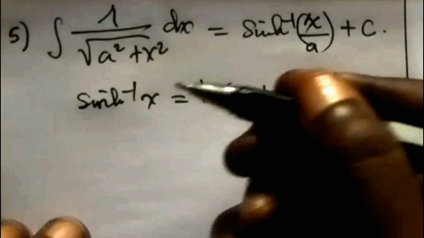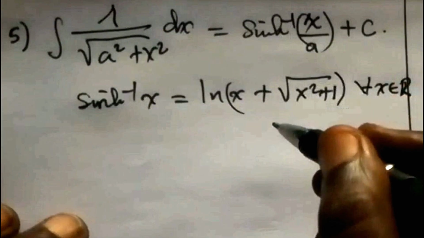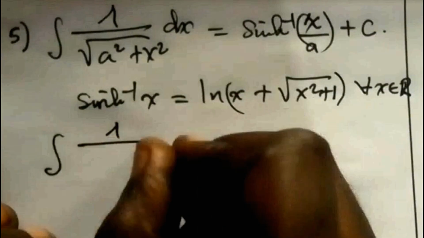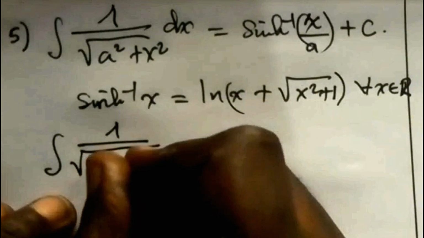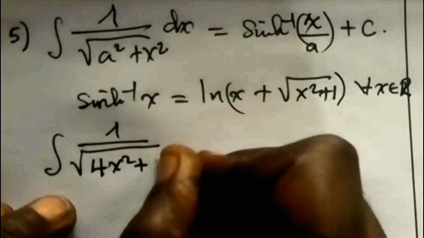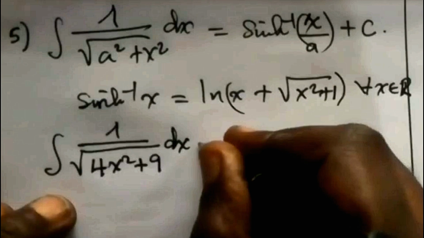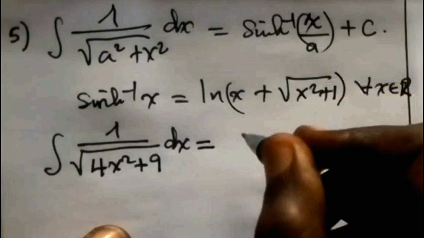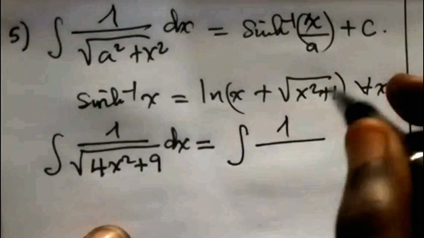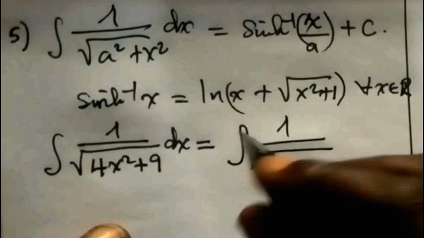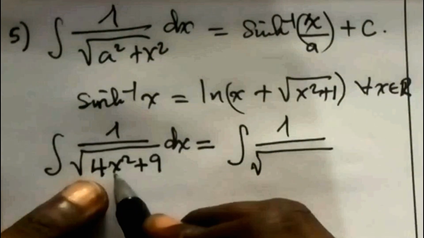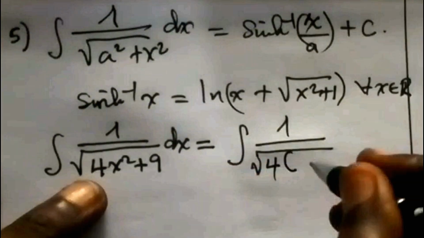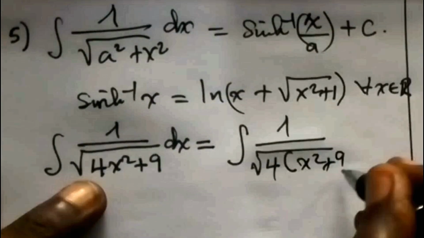Examples. This is very common in further mathematics exams, so you have to take note of that. I have the integral of 1 all over the root of 4x squared plus 9 dx, which should be equal to the integral of 1 all over the root of, I factorize 4 because I need to make sure the coefficient of x squared is unity. So I have 4 into, I divide every term by 4, I get x squared plus 9 over 4.